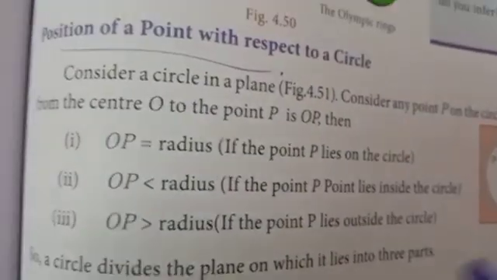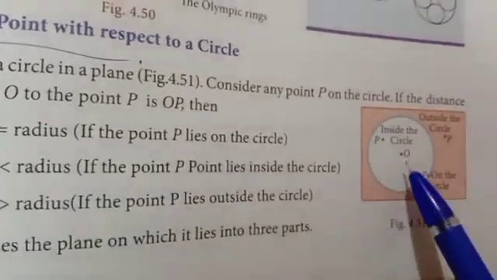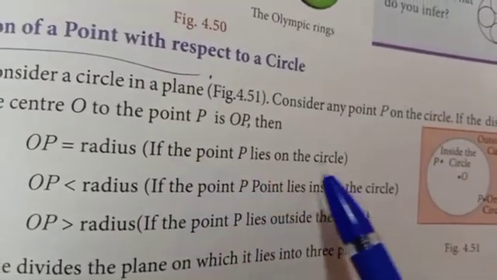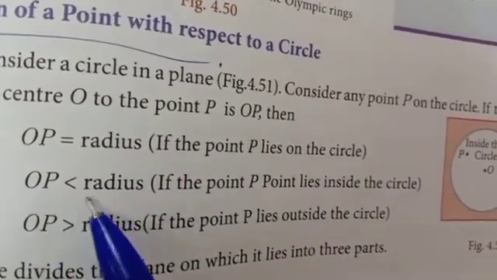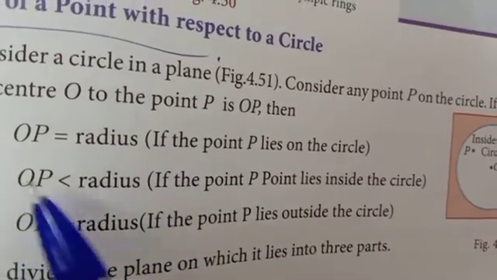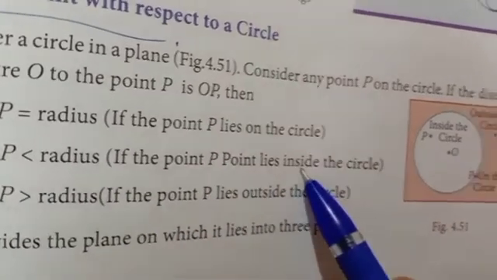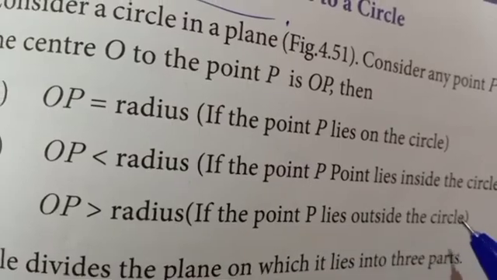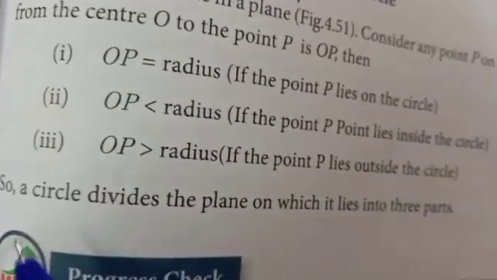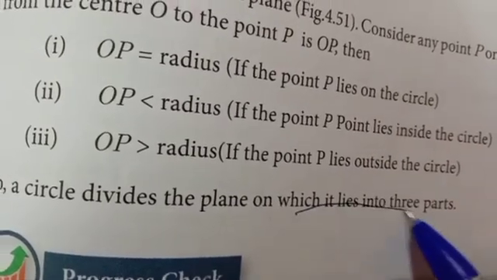Then this is also a one-word question. Consider this: OP is equal to the radius if the point lies on the circle. OP is less than the radius if the point P lies inside the circle. OP is greater than the radius if the point lies outside the circle. So a circle divides the plane on which it lies into three parts.